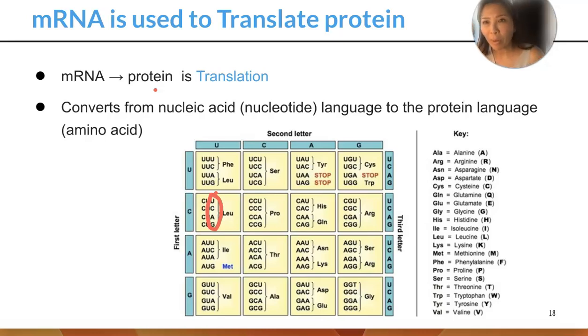So it's called the wobble hypothesis, where you have a little wiggle room. For example, our example is CU. If there's a mutation, like let's say the original code was supposed to be CUU, and there's a mutation and you have CUC, you'll still get leucine. That's one of the ways that cells have made it so that you can't end up with too much deleterious protein, because that last one can have some wiggle room.